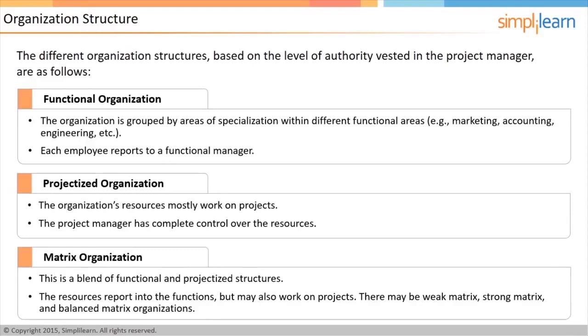So out of the two bosses that team members have in matrix organization, if the project manager has more authority over the team member, such organizations are called strong matrix. Where the functional manager has more authority, it's a weak matrix organization. If they both share equal authority, then it is a balanced organization.